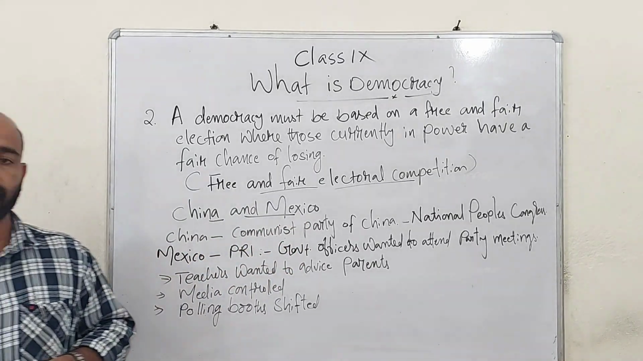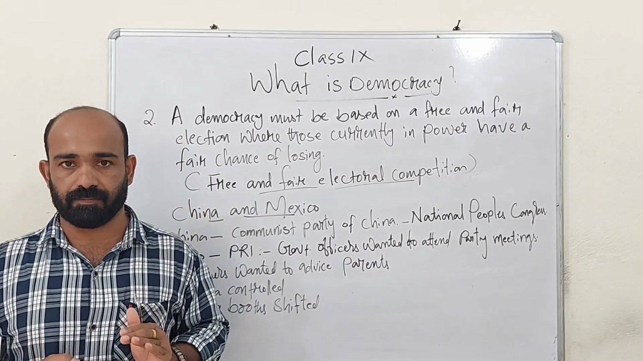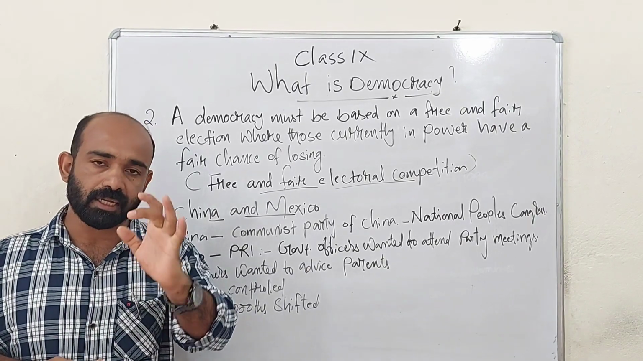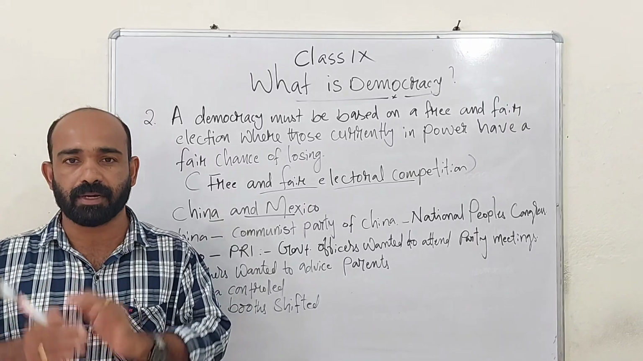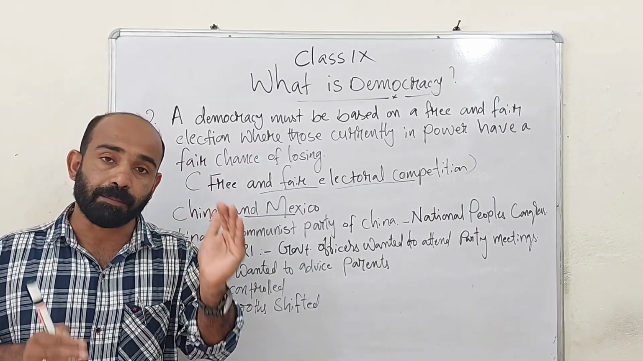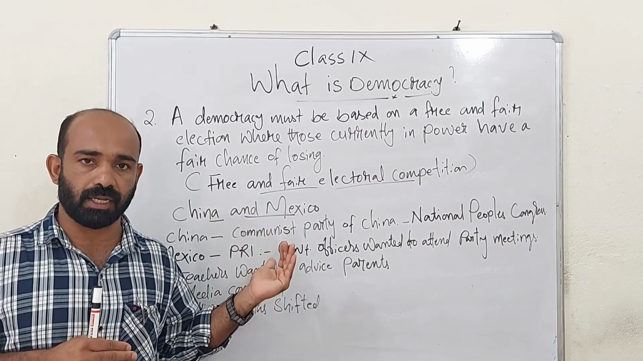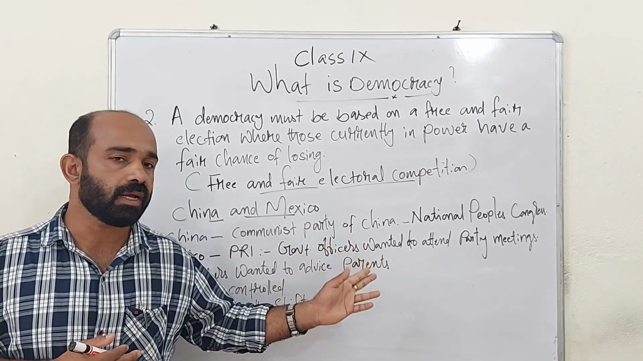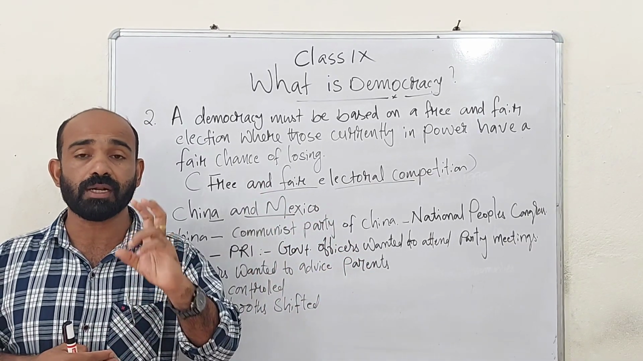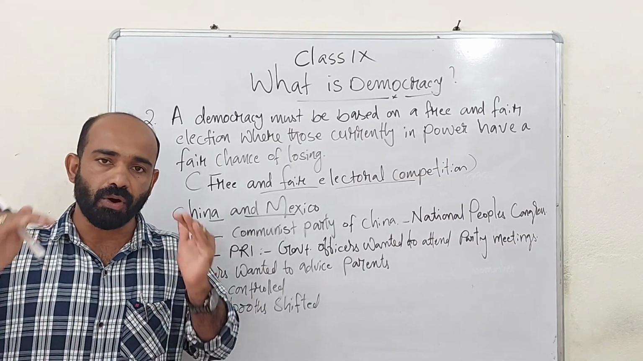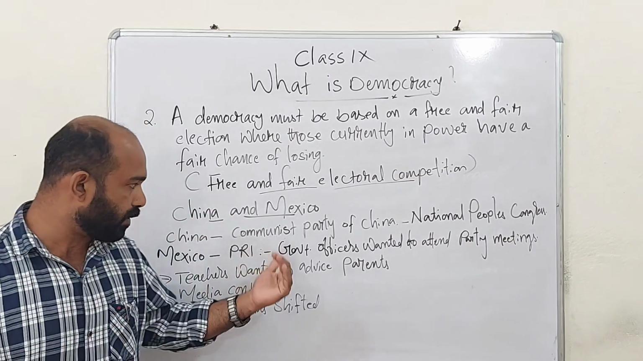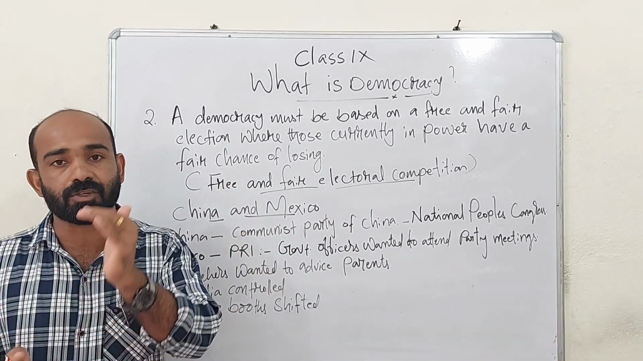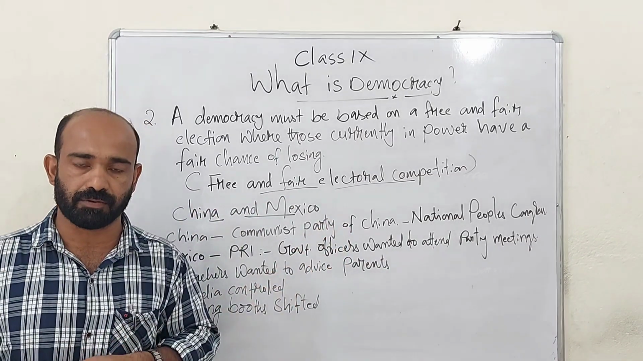So in China, the Chinese Communist Party is the major political party. Eight other small political parties are also there, but these small parties also support the Communist Party of China. Around 3,000 members are there in the Chinese parliament, which is called the National People's Congress. All these representatives are elected from the Communist Party of China or the eight small parties which are supporting parties of the Communist Party.